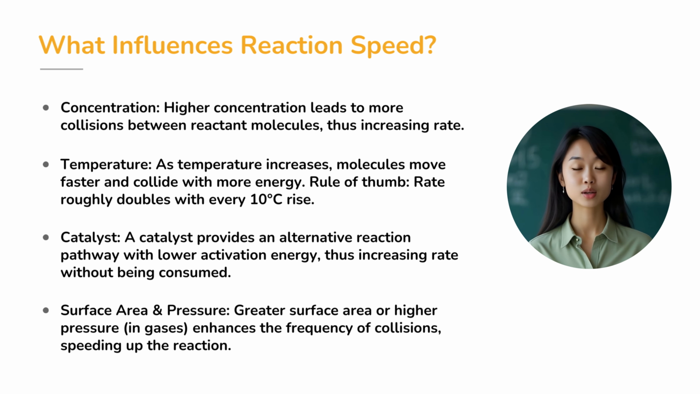Other factors include surface area for solid reactants and pressure for gaseous systems. More surface or higher pressure means more effective collisions per second. Refer to the energy profile diagram with and without catalyst. Notice how the catalyst lowers the energy barrier. That's the secret to faster reactions.